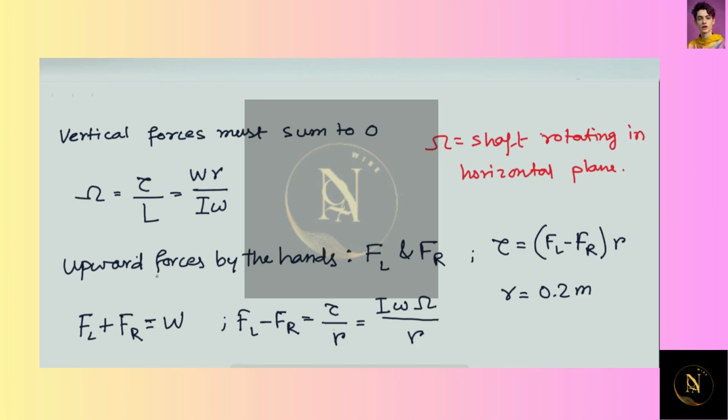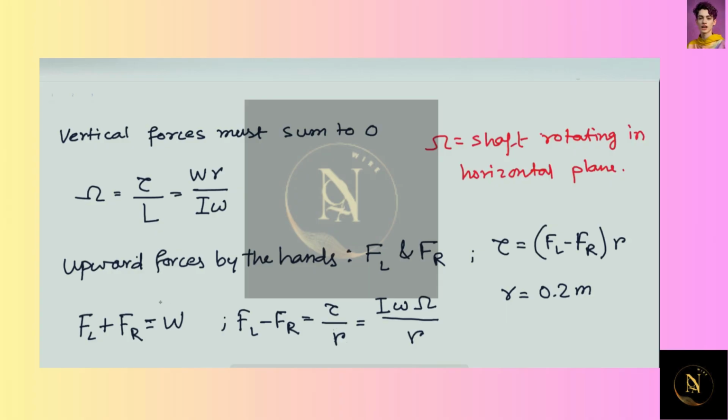So from there, as we mentioned, the vertical forces must be equal to 0. So let's look at the upward forces that act on the system. There are two upward forces by the hands. One is FL and one is FR, where FR is the right hand and FL is the left hand force. Torque will be the difference between these forces times the radial vector, which is R, and in our case R is 0.2 meters, so that gives us the torque.